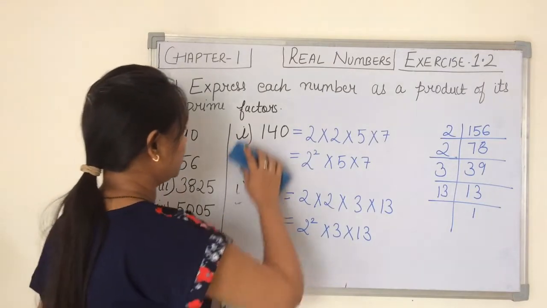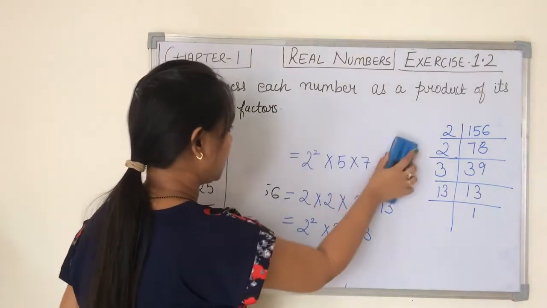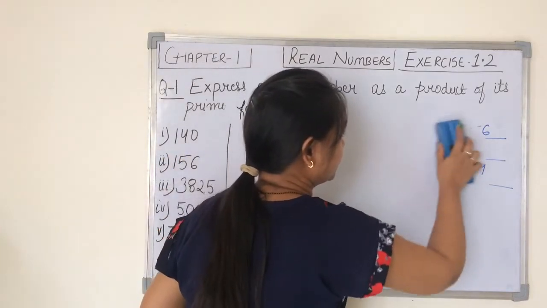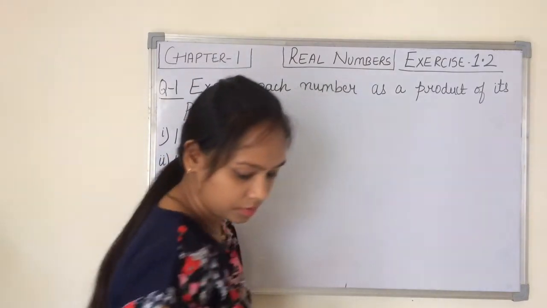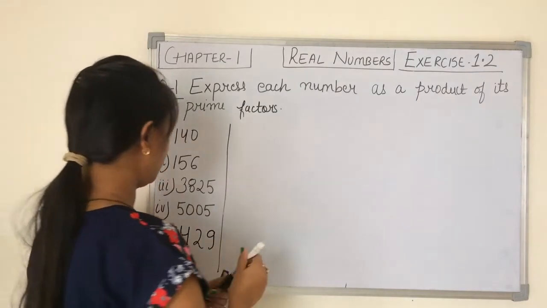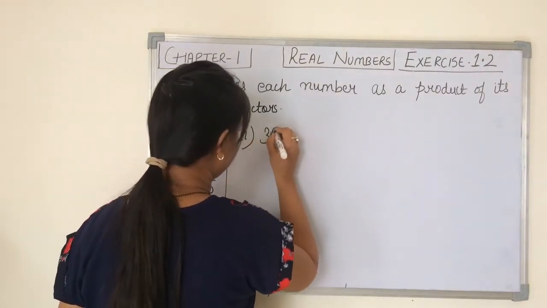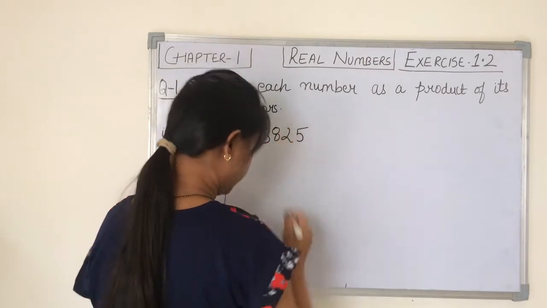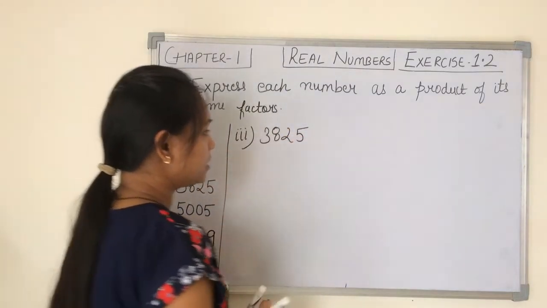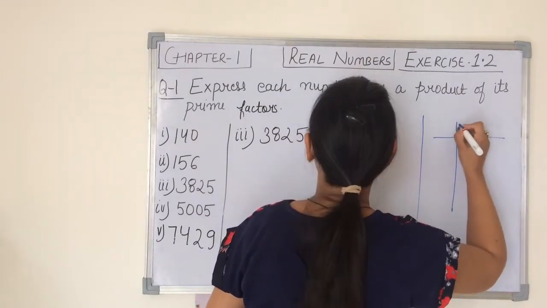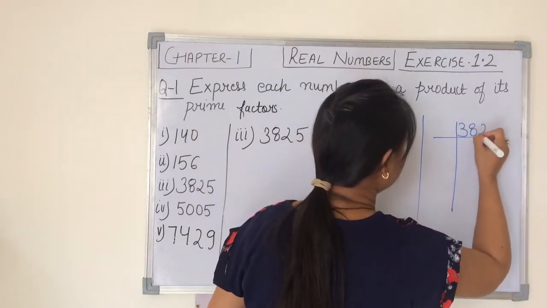Now come on to the third part. We have third part, that is 3825. Since it does not have unit place as an even number, it will not be divisible by 2.